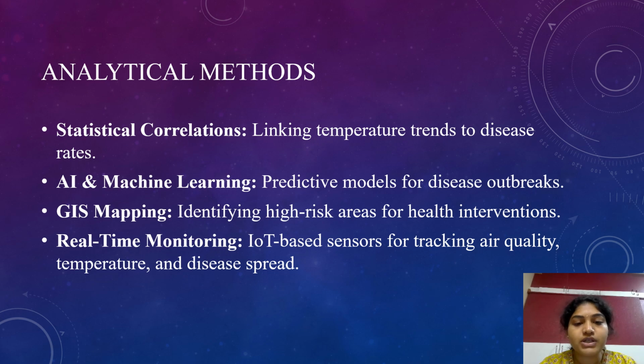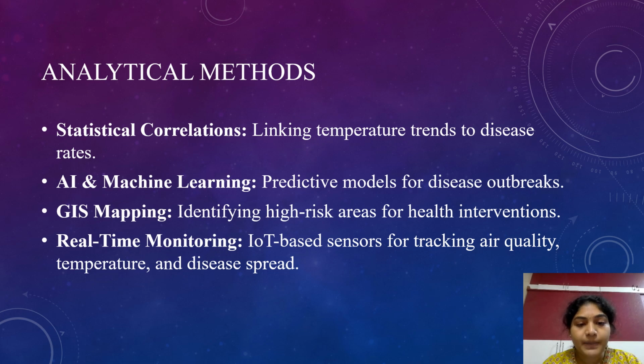And AI and machine learning. Nowadays AI and machine learning is ruling the world by predicting models for disease outbreaks. It predicts the disease outbreaks, which is very important, and it is analyzing the disease trends and rates very fast and is helping to calm down the number of diseases.